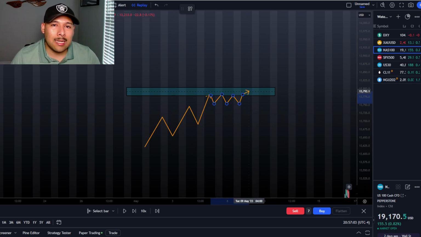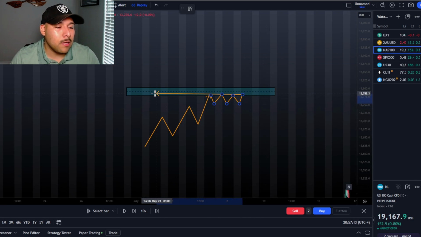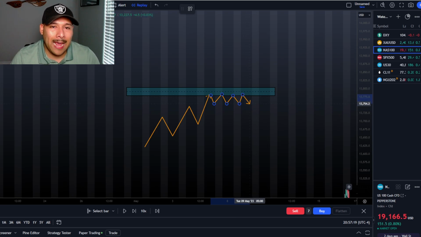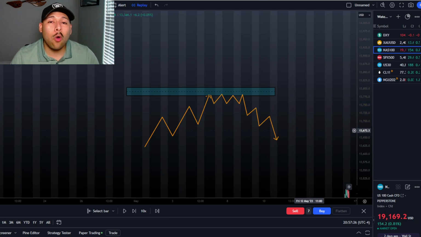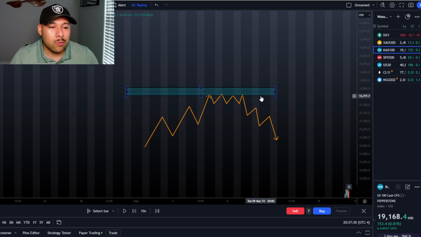Think of resistance like a ceiling. Price is trying to break through the ceiling, but it's not being able to. The reason is that there's a lot of bearish pressure coming from this area. A lot of sellers are looking to short the market here, which usually results in lower lows and lower highs. It doesn't always happen, but it depends on how strong this resistance level is.